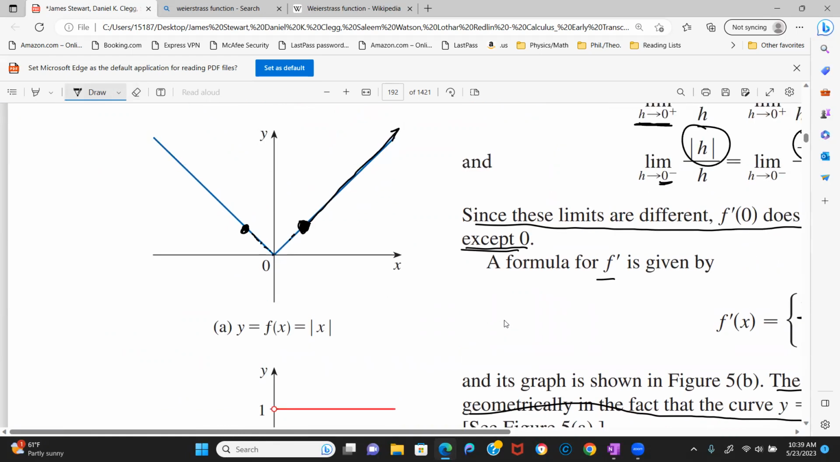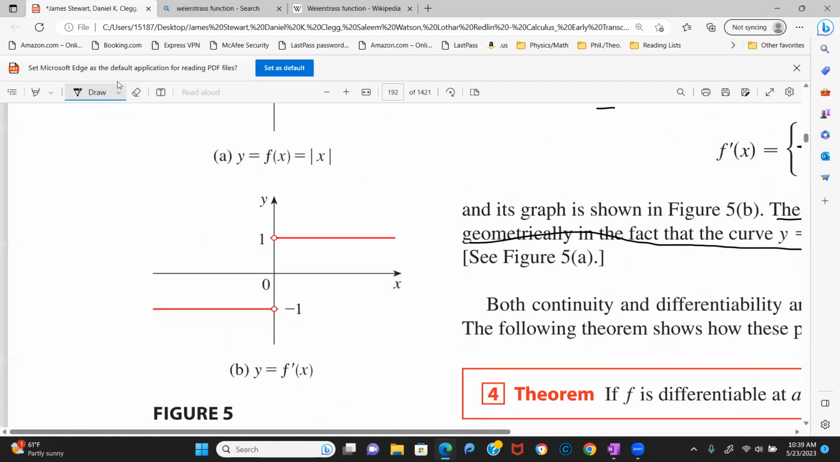There's just no tangent line, because on the one hand, if you're really close to 0 on the left, you have a tangent line going this way, but if you're really close on the right to 0, you have a tangent line going this way. So there's no tangent line there. It has this corner. And then here is a plot of the derivative.